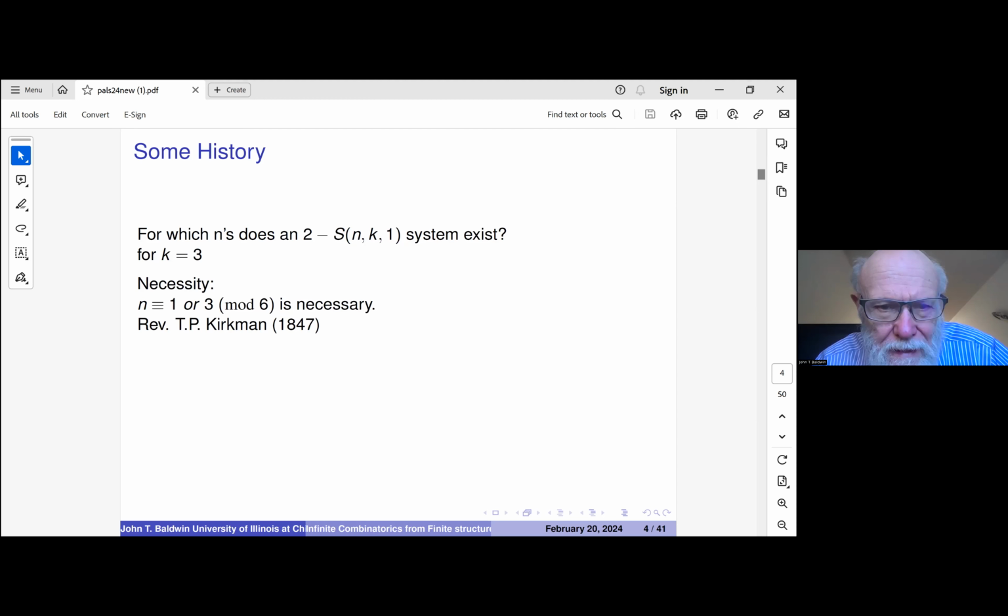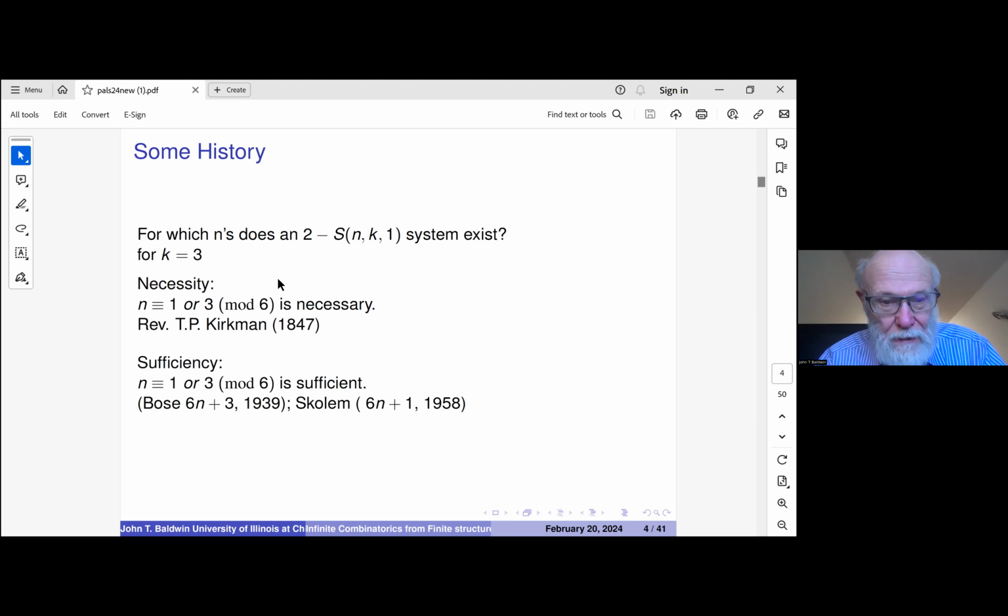So the history, as I said, started in the 19th century. In fact, it turned out that this was published in something called the Ladies and Gentlemen's Diary in the mid-1840s. And a more general question was asked, and then it was relaxed to this one. And Reverend Kirkman proved in 1847 that you can have a Steiner system with three-element lines of size n if and only if n is congruent to 1 or 3 mod 6. What about sufficiency? That took a while.